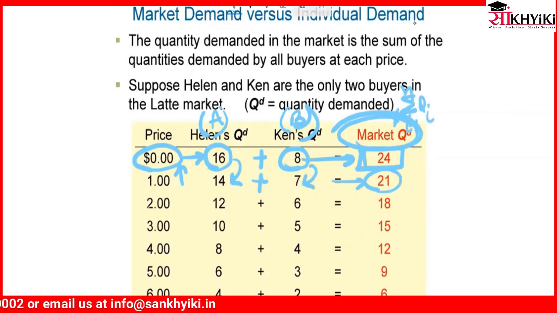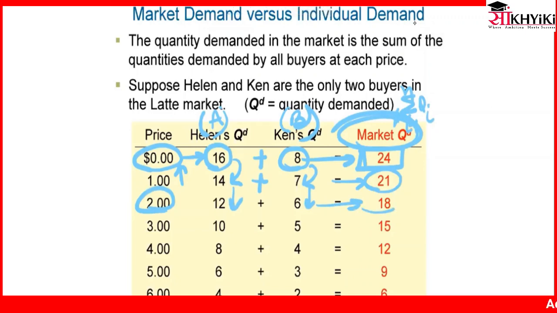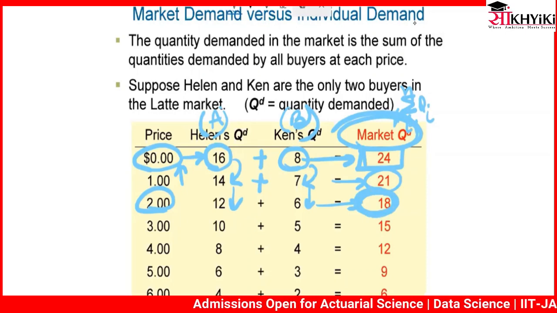Similarly, at price 2, because prices increased further, he would decrease his demand, so total demand in the market would decrease. So the new quantity demanded would be 18. Remember, I am emphasizing that we are talking about quantity demanded because we are talking about demand as a function of price for now, and so on.